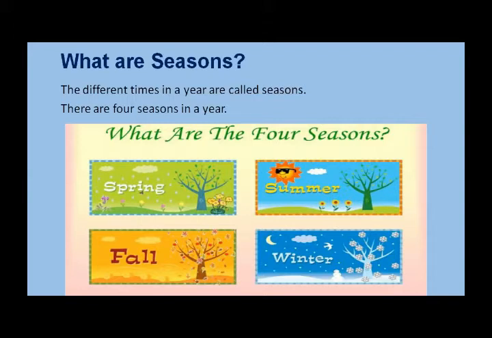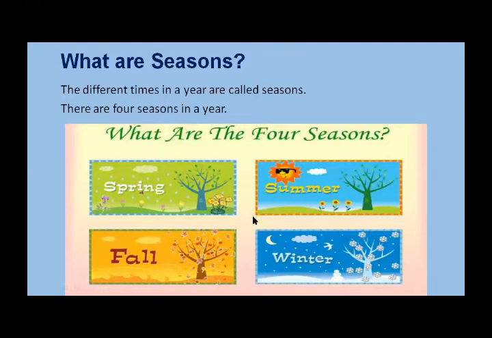Like there are four seasons in a year. So the first one is spring. You can see on your screen. The first one is spring. And the second is summer. It means summer comes after spring.